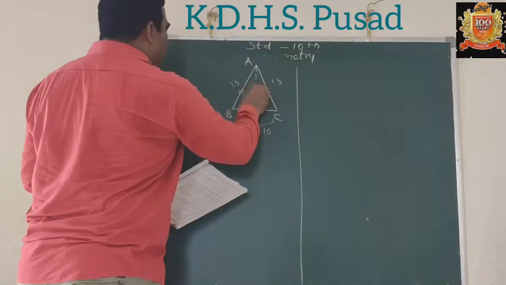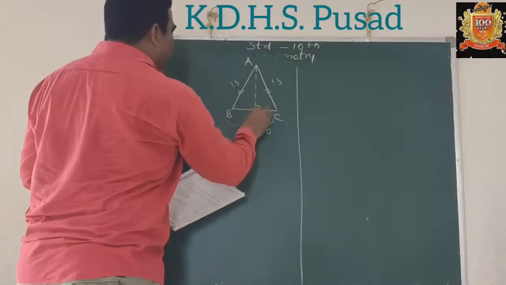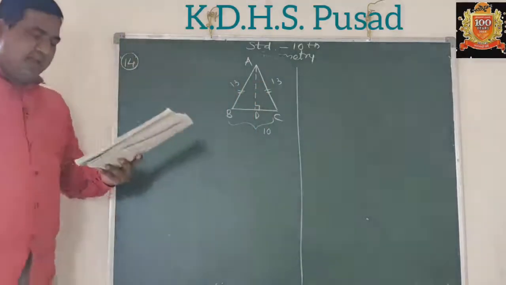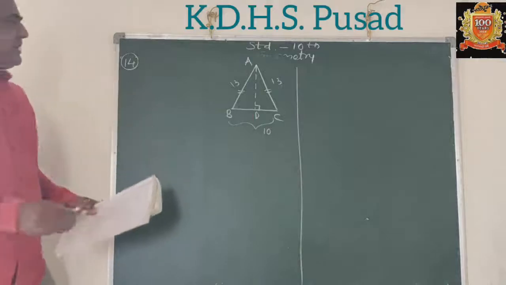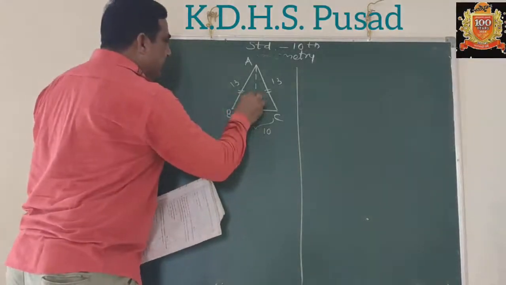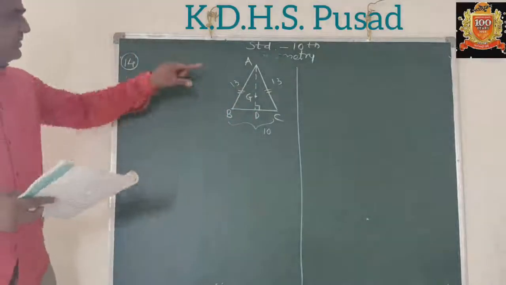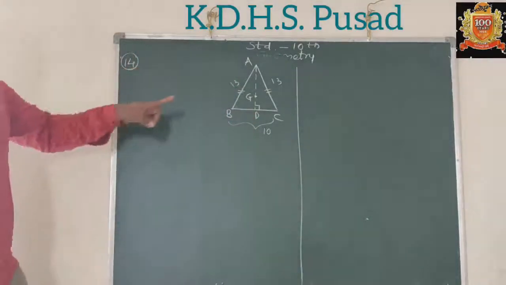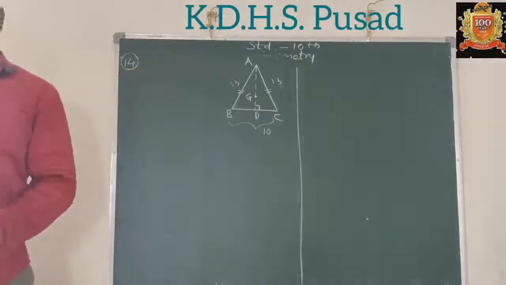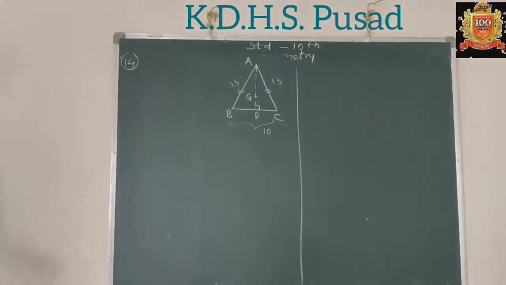So we want to consider this distance. You have to draw a perpendicular. So you have to find out AD, and the centroid. If we consider G as the centroid, then we have to find out this AG also. We want to find out AD and then AG. Now let's solve one by one.